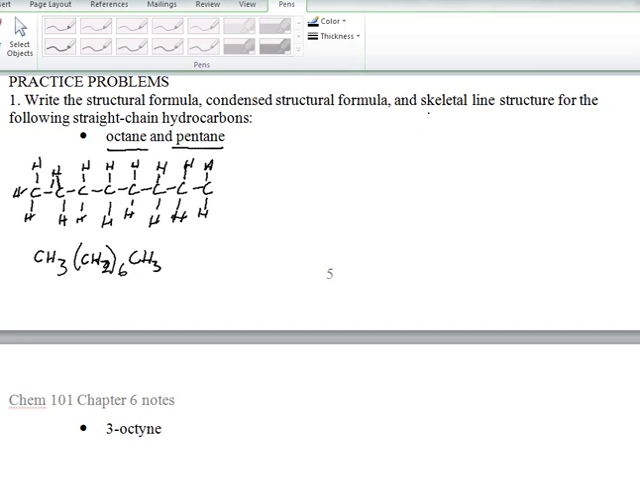And then the skeletal line structure is even simpler. We just need an 8 carbon zigzag line. 1, 2, 3, 4, 5, 6, 7, 8. Done. That's octane. Very easy to draw these skeletal line structures.